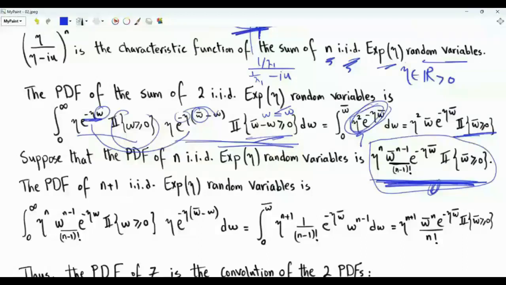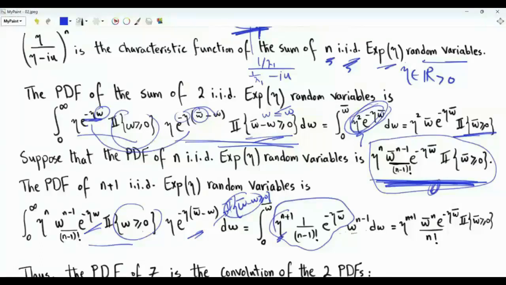So let's take this PDF, assumed to be the PDF of the sum of n iid exponential eta random variables, and let's do convolution. Let's convolve with the PDF of one exponential eta random variable. Let's write down the missing indicator. These two indicators tell us that we can integrate from 0 to w bar. If we combine the exponentials, we get e to the minus eta w bar, and eta to the power n times eta, that's eta to the n plus 1. Now, those guys do not depend on the dummy variable of integration. We just need to integrate this one. So this will give us n times n minus 1 factorial, that's n factorial. And we get this above expression with n replaced by n plus 1. This is indeed the PDF of the sum of n iid exponential eta random variables.